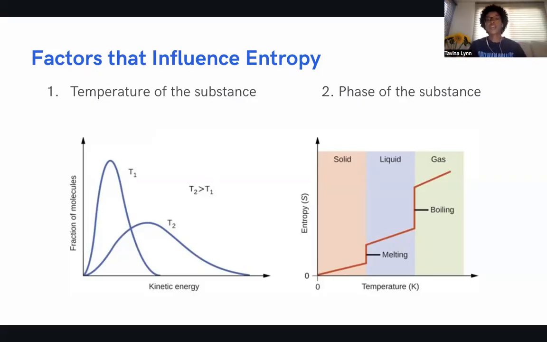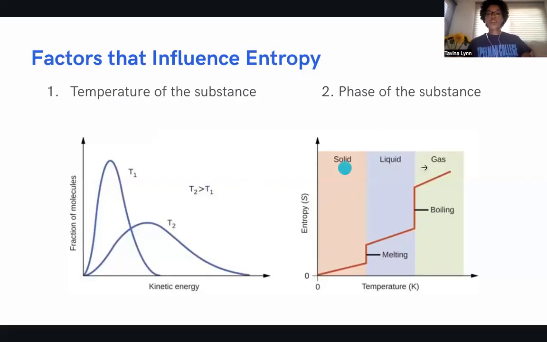The second factor is the phase of the substance, right? Whether it's in a solid, liquid, or a gas. So notice as we go from solid to liquid to gas, the entropy increases. And we could also, if we think about this intuitively, think about the microstates that these molecules are in, right?